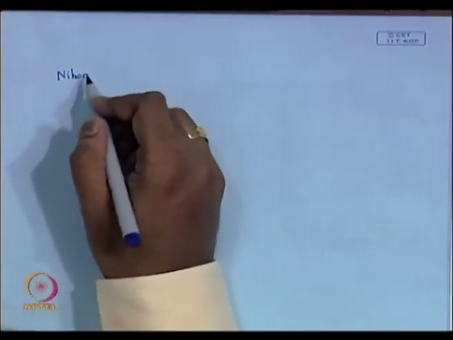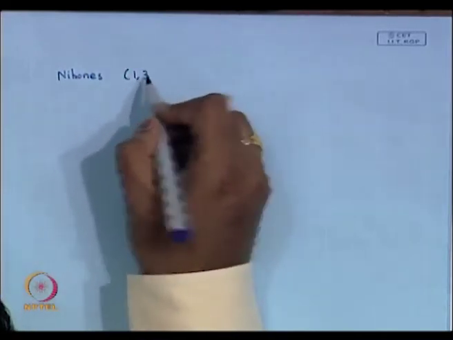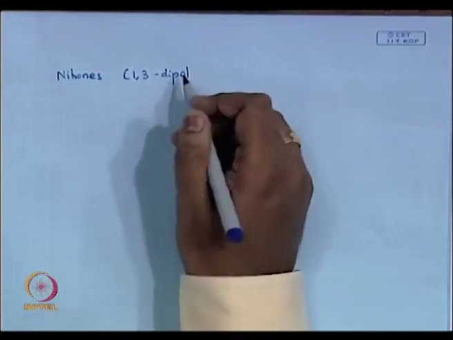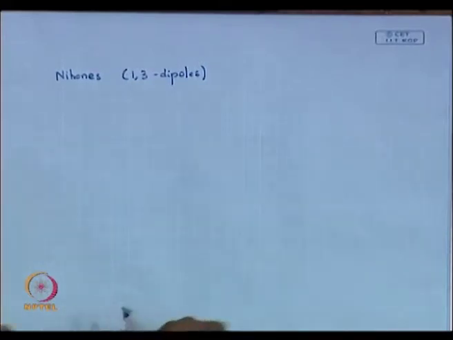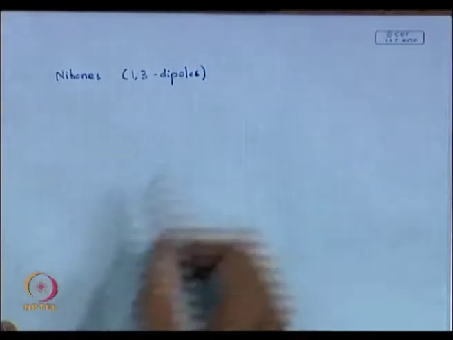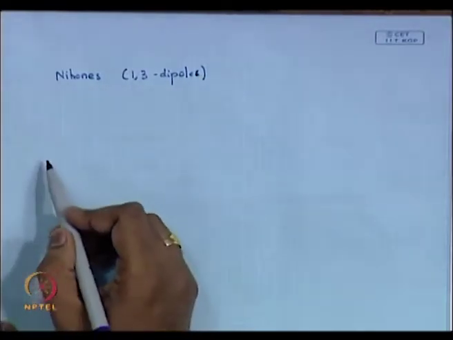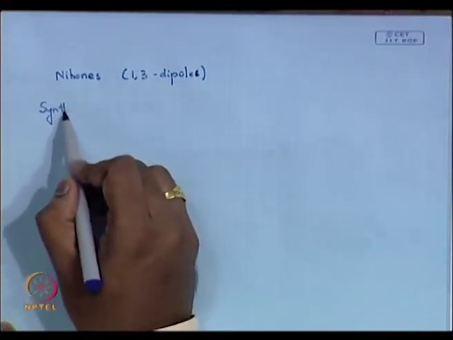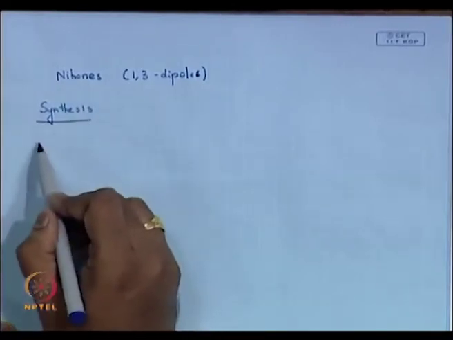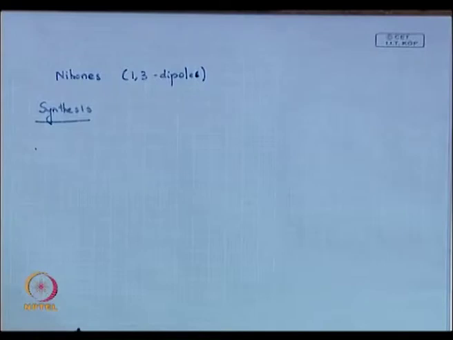Now, we will take individual dipoles and try to understand the chemistry of your dipolar cycloadditions. Okay. We will start with your famous dipole, that is your nitrones. So, we will take nitrones in this case. First, we will try to do the synthesis of nitrones. Any idea how we can synthesize nitrones?